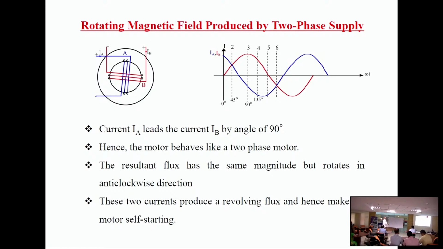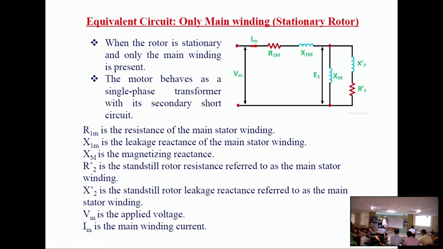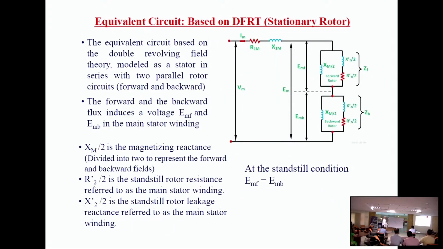So what will be the resultant at this instant and at this instant? So the current IA leads the current IB by an angle of 90 degrees, hence the rotor behaves like a two phase motor and the resultant flux has the same magnitude but rotates in the anti-clockwise direction.